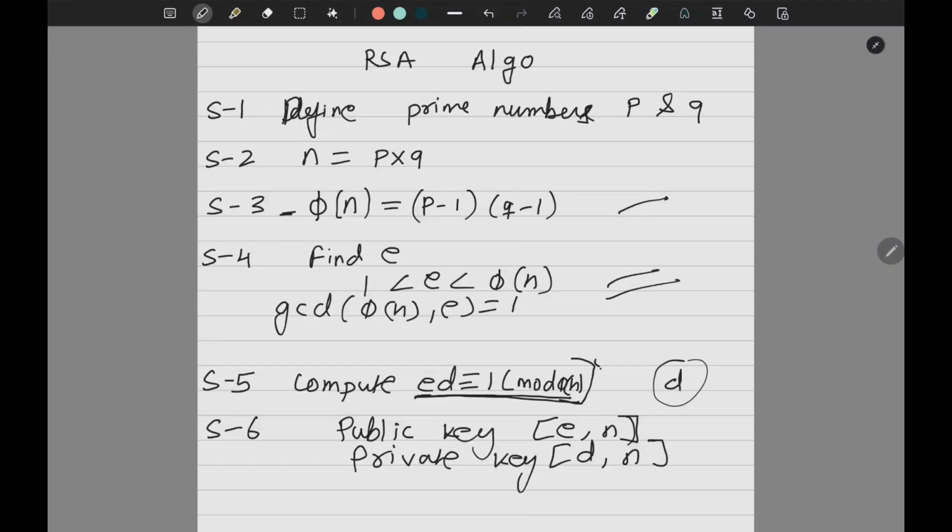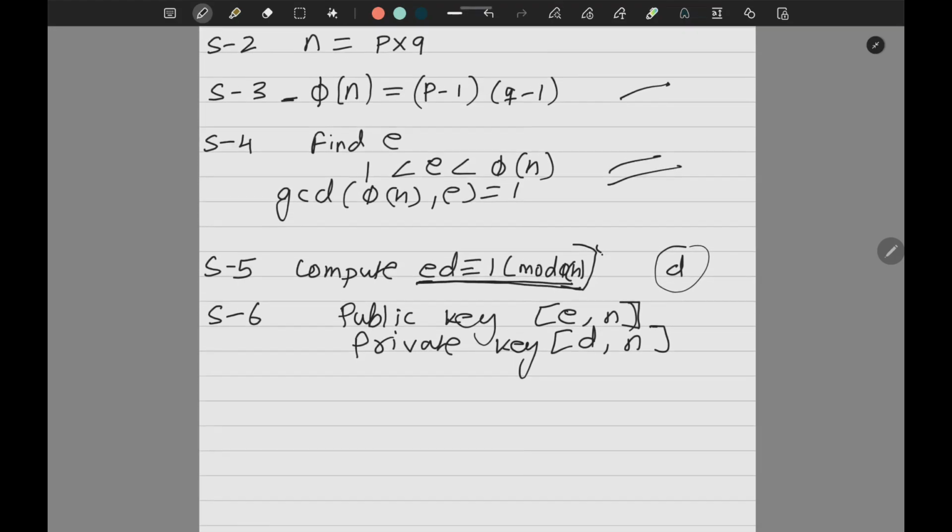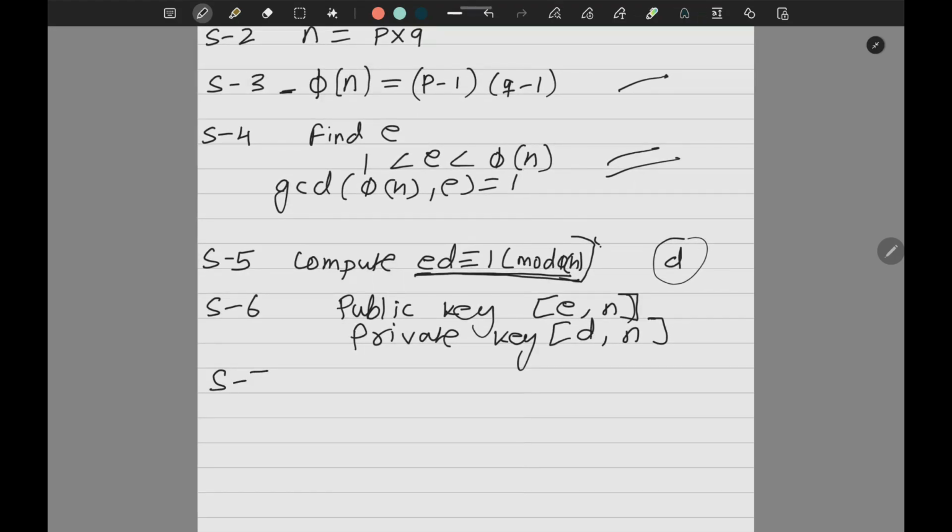Okay, so till this point there is one category of question where they ask you only public key and private key. So we will be doing till this part. Okay, now sometimes they go further and ask one more step. What is that step? They will give a number and they will ask you to encrypt it. If they ask you to encrypt it, they will give you the value of M.